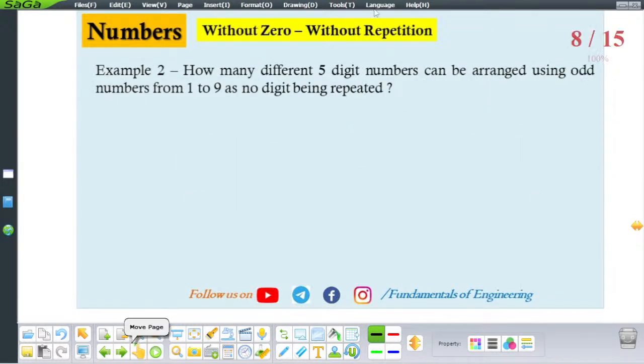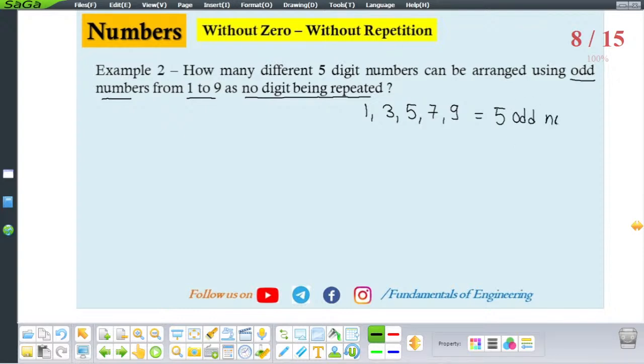Now tell me the answer of the second example. How many different 5-digit numbers can be arranged using odd numbers from 1 to 9, as no digit is being repeated? Odd numbers from 1 to 9, so here we have to select 1 and 9 both. So how many odd numbers? 1, 3, 5, 7 and lastly 9. So in total 5 odd numbers are there, and by using these 5 odd numbers we have to form a 5-digit number.